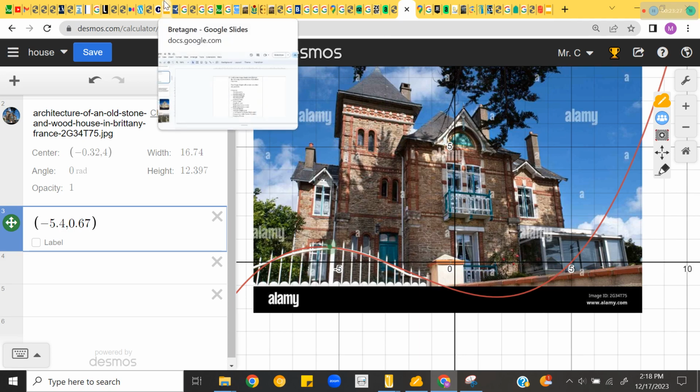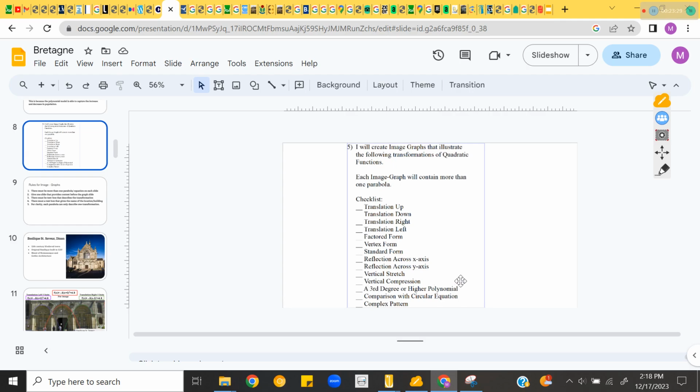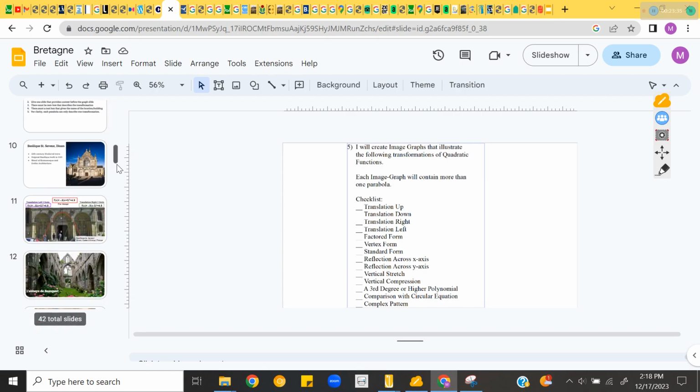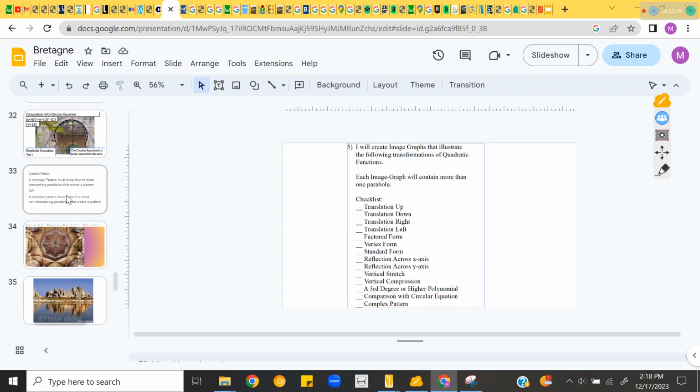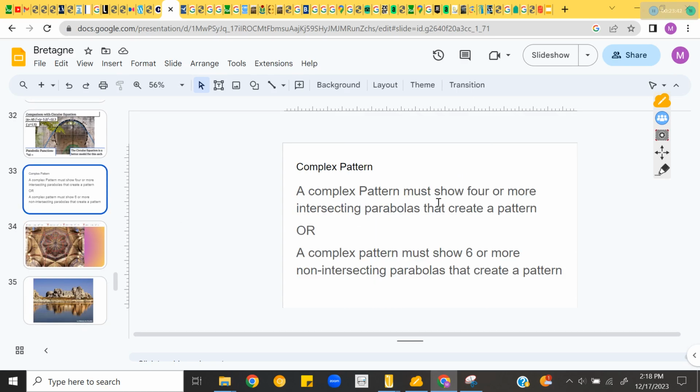I try to give you advice in how to do the third degree or higher polynomial right now. The complex pattern is going to take a little bit of extra work and creativity to find. But again, don't forget the rules that I gave you here, that the complex pattern must show 4 or more intersecting parabolas that create a pattern, or if they do not intersect, then I would like 6 or more parabolas on the same slide, and you just try to illustrate what the pattern is.